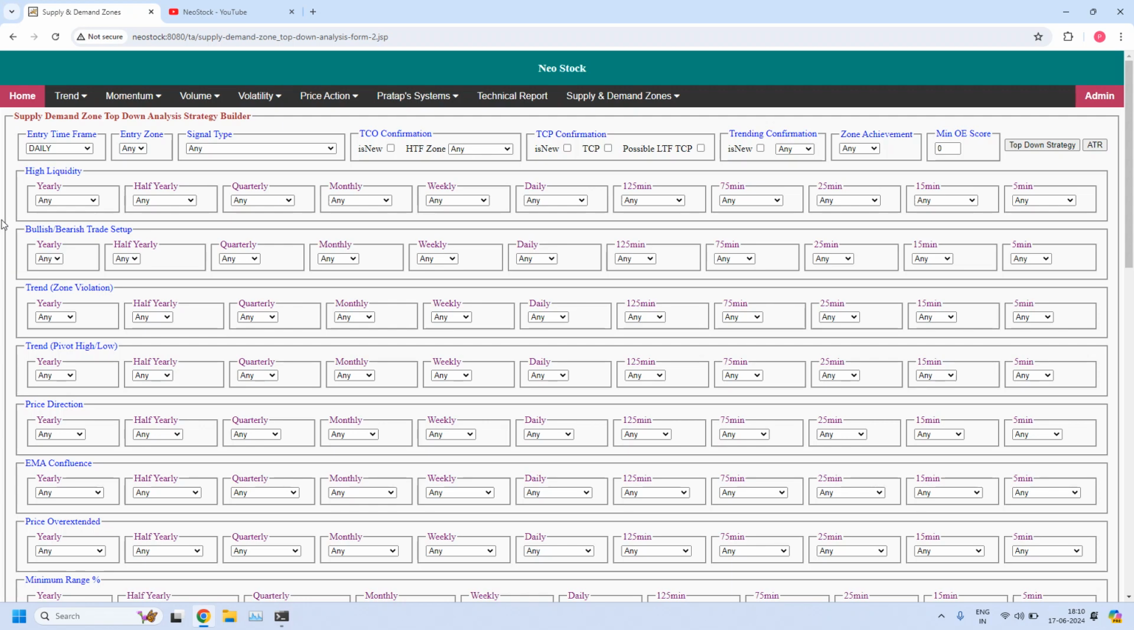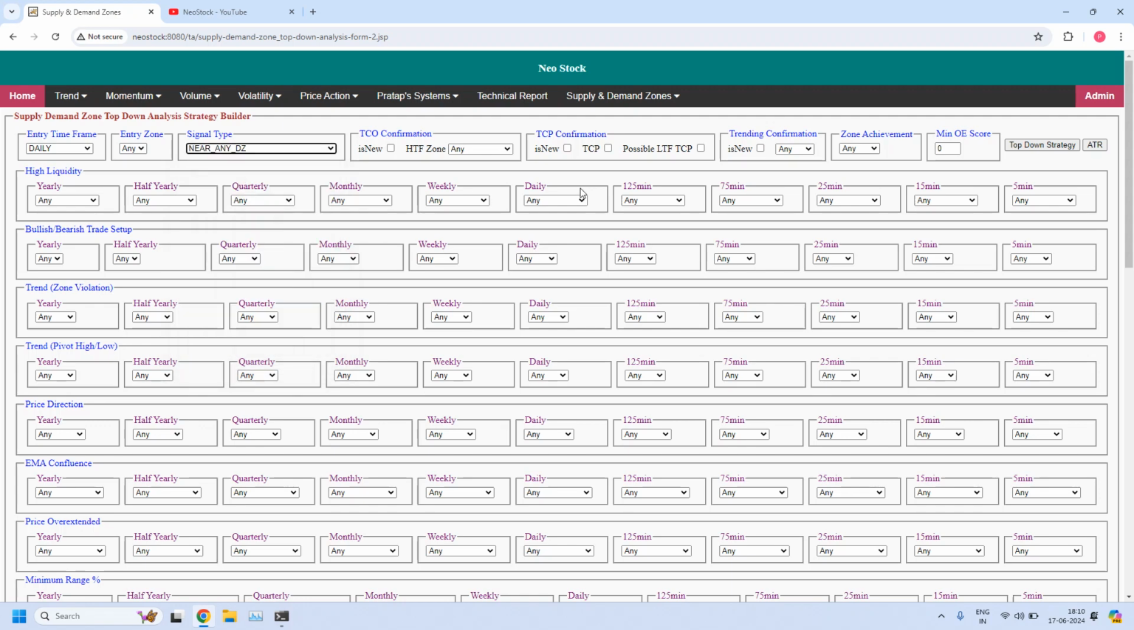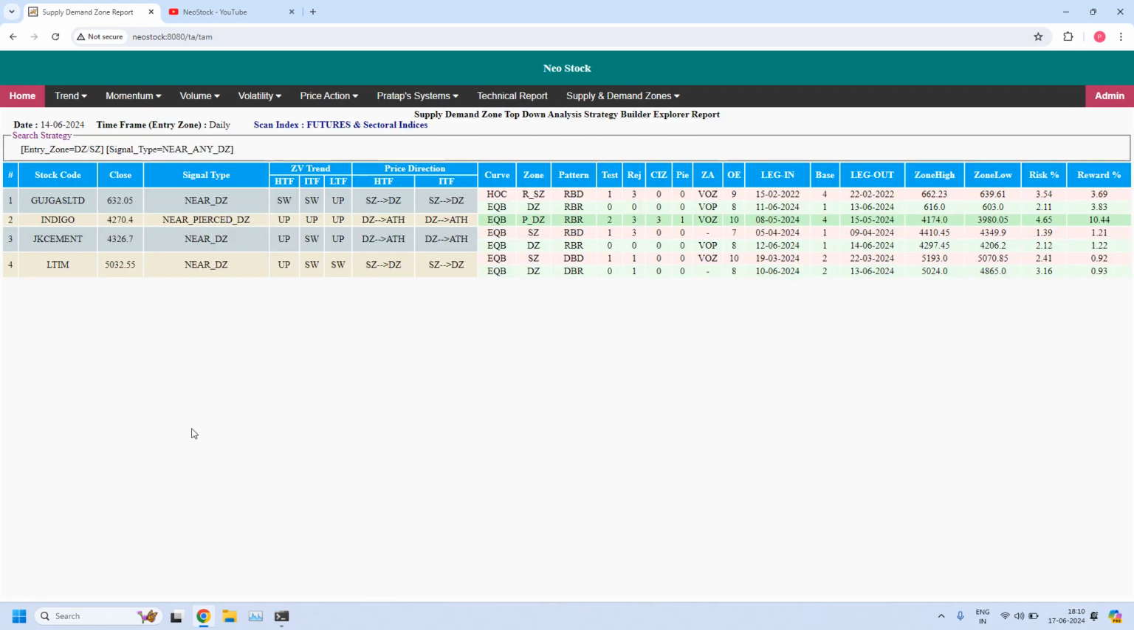So first let me generate the stocks near daily demand zone. Entry time frame is daily. Let us find the stocks near daily demand zone. So 4 stocks are filtered and there are no high liquidity demand zones from this list. I'll be giving you only few seconds time to watch the report. You need to pause the report and after that you can proceed.